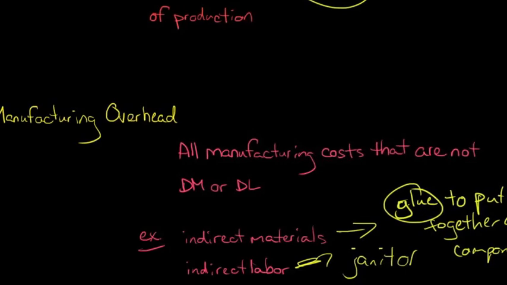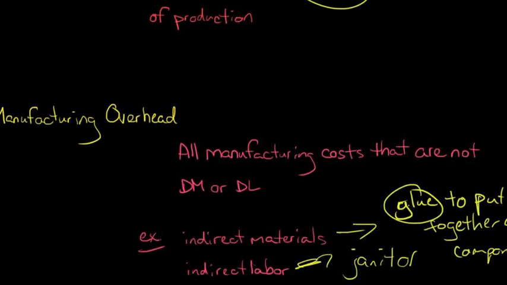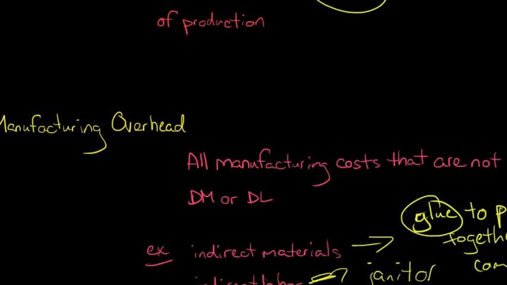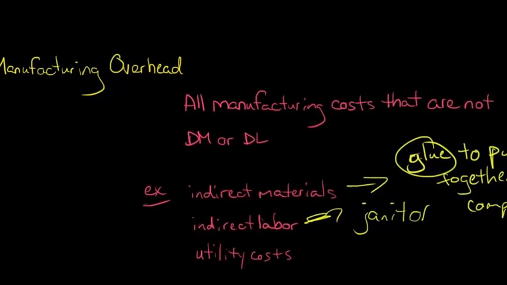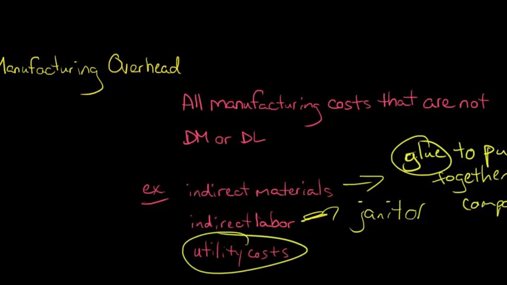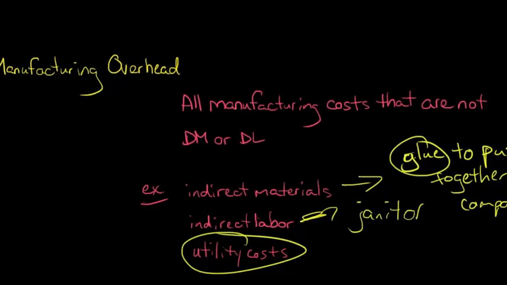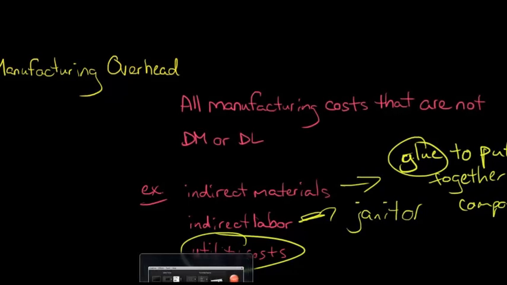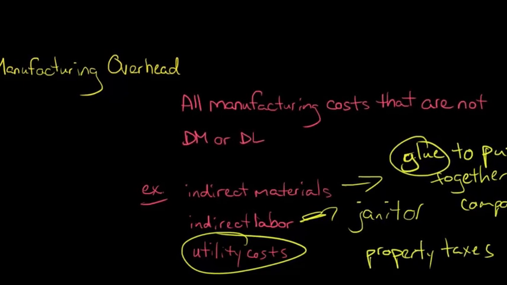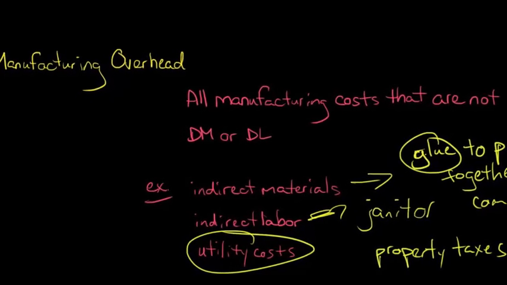It's this tiny thing that is indirectly used to build the car, but you wouldn't say that the car is made of glue. At least I hope you're not driving a vehicle that's shoddy. But when we think about other costs that really can't be traced, we can think about things like utility costs, maybe depreciation expense, maintenance and repair for a machine that was used to assemble the vehicle, even maybe property taxes. We can't really trace property taxes directly to a single vehicle that comes off the assembly line.